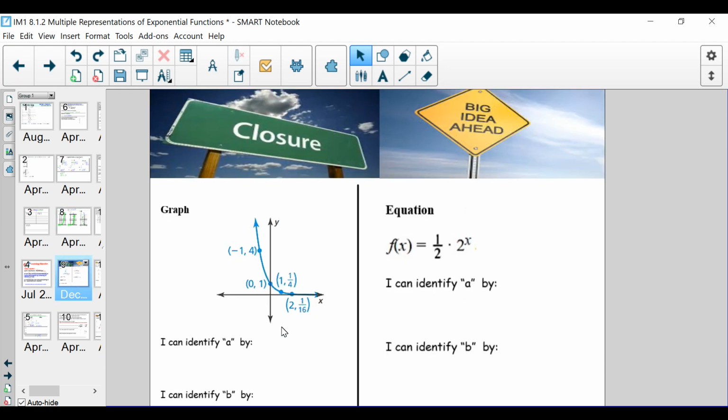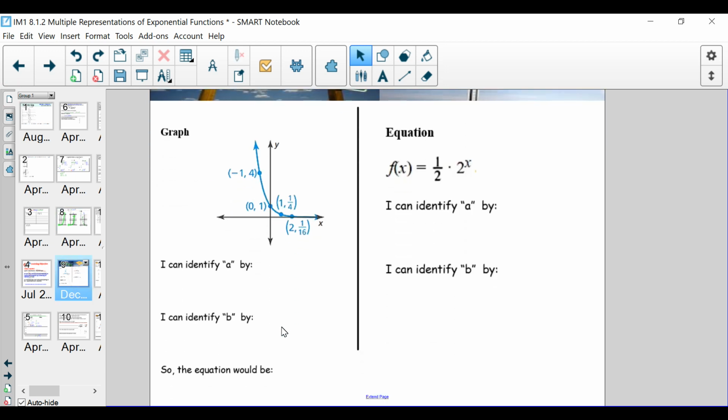Alright, so what I want us to do is take a look at this closure. I want you to be able to identify what's the a value and b value and figure out what would be the equation for each one. So this is your closure question for today, everybody. Get this done, submit it, and we'll be ready to go on to the next lesson.